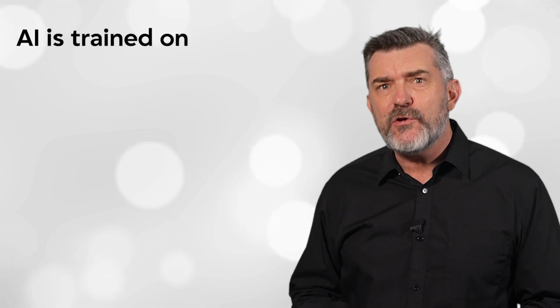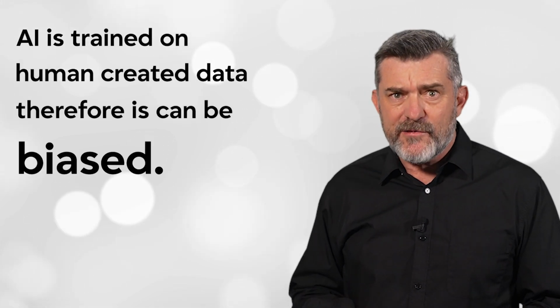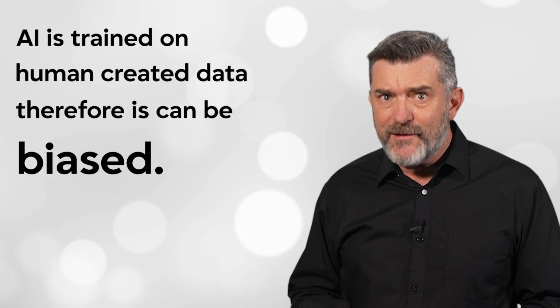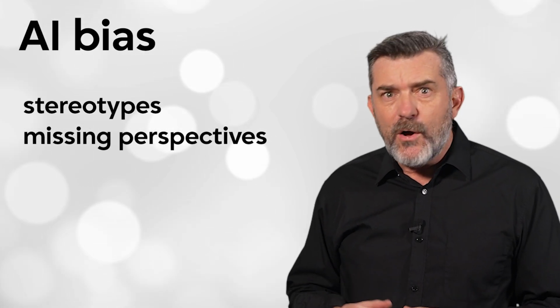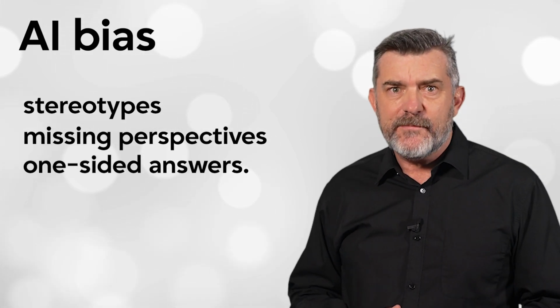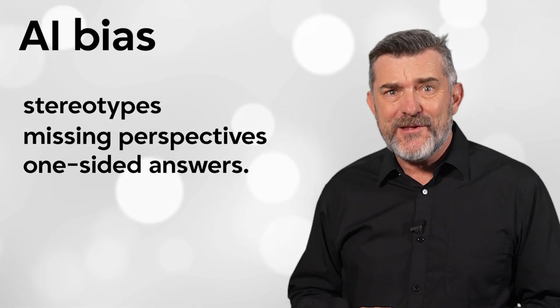AI is trained on human-created data, and that means it can reflect human bias, sometimes subtly, sometimes clearly. Bias in AI might show up as stereotypes, missing perspectives, overly one-sided answers. And the tricky part, it often sounds completely reasonable.